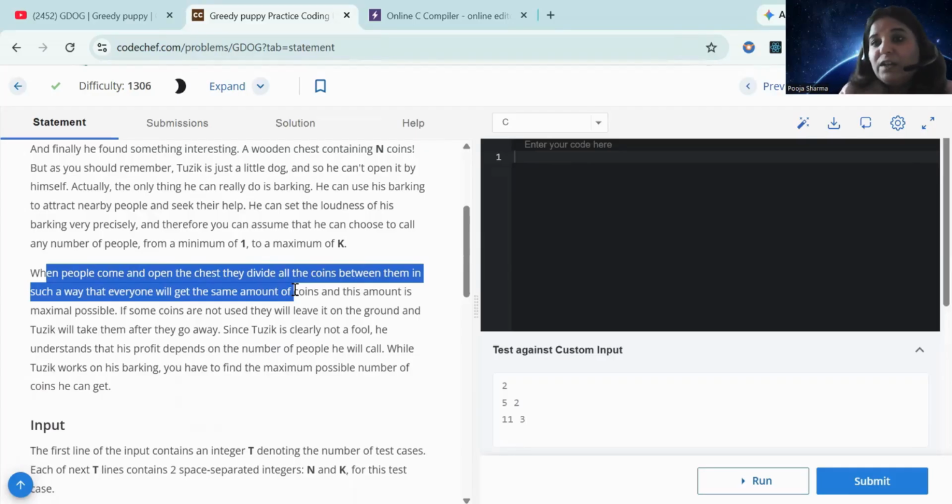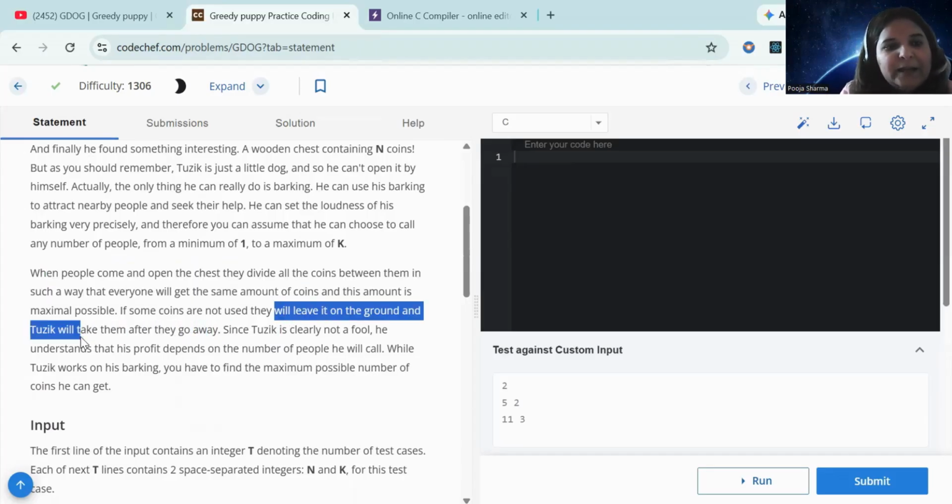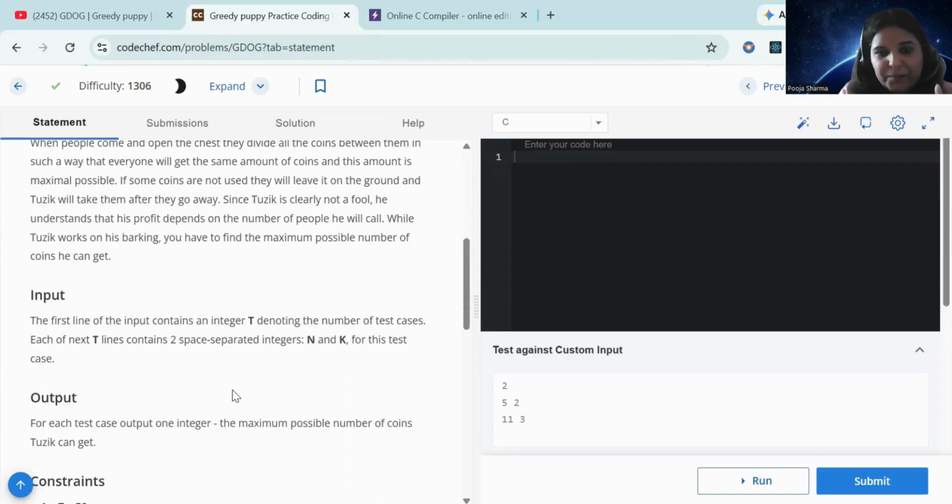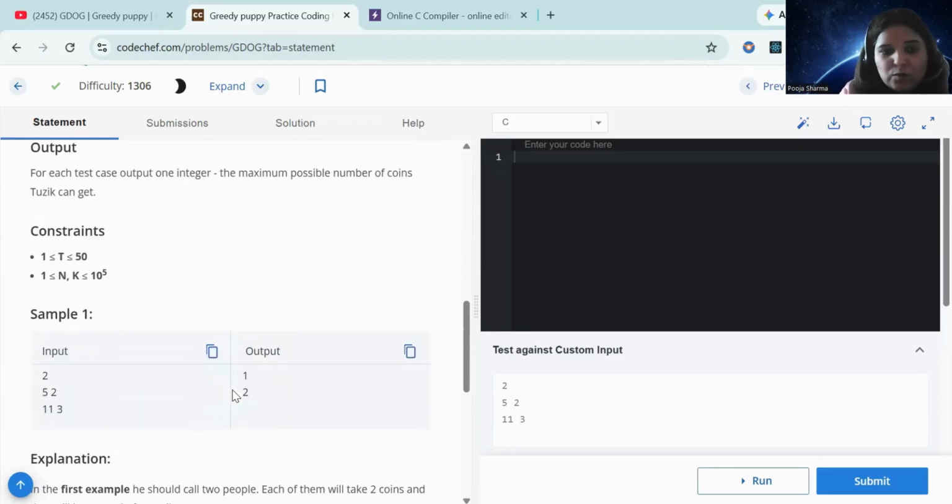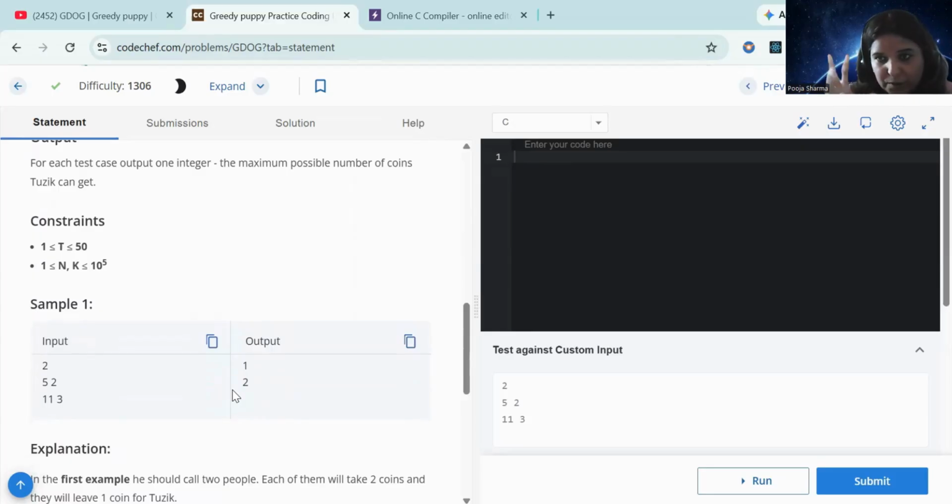So if there are three people and there are five coins, each one will get an equal amount of coins. And the leftover, they will not take. They will leave it on the ground, and Tuzik will take it after they go away. So this is how it is, and they have given this criteria. Now you've understood the question, okay?